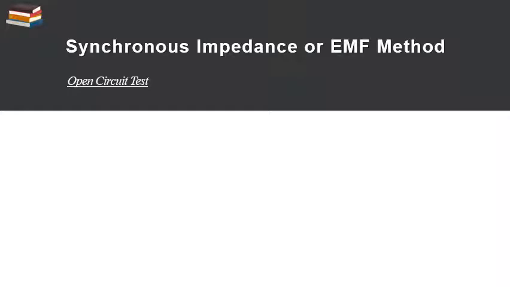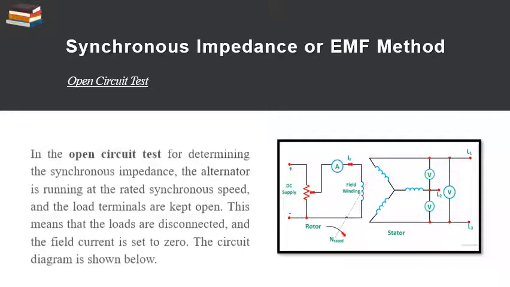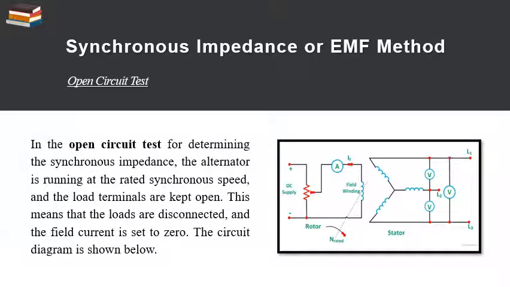Next is the open circuit test. So this is the circuit diagram for the open circuit test. In an open circuit test, to determine the synchronous impedance, the alternator is running at the rated synchronous speed and the load terminals are kept open. Means the armature winding we have to keep open and the field winding has to be connected to the supply in case of the open circuit test. You can see the diagram of the test in the figure. This means that the load is disconnected and the field current is set to 0. The circuit diagram is shown in the figure.